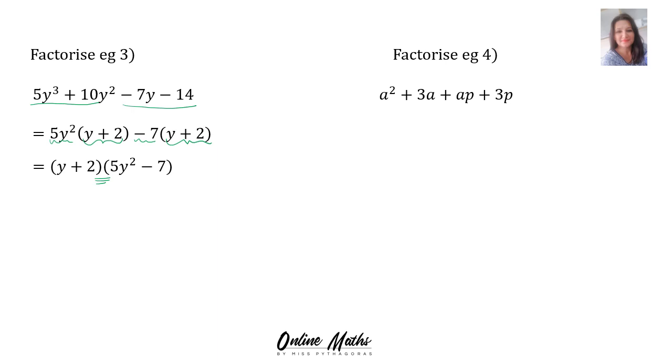Example 4. There I'm going to group again. I'm going to group the first 2 and the last 2. On the first 2, I'm going to take out a as a common factor, and the last 2, I'm going to take out p as a common factor. So when I factorize, it's a bracket a plus 3, and I'm going to take out p bracket a plus 3. And then you can see that there's a plus 3 and there's a plus 3. So that one I'm going to take out, and then I'm left with a plus p with nothing in between.